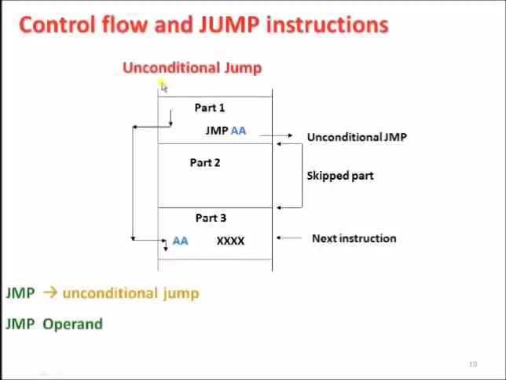Now let us see unconditional jump instructions. Without checking any condition, we can transfer the control from one location to the other location. As you can see here, without checking any condition, with jump we are transferring the control to a memory location which is specified as AE. That is what is called an unconditional jump: a jump and an operand.